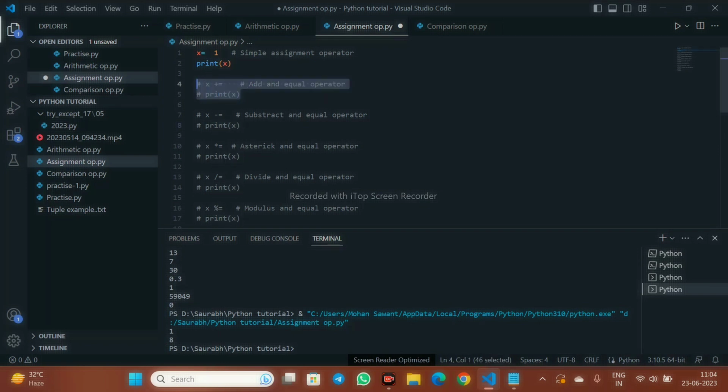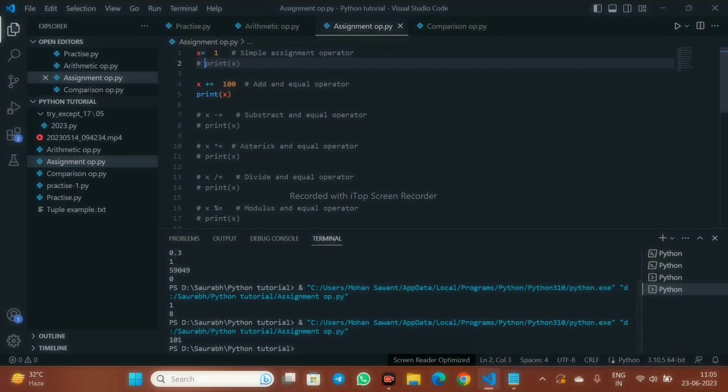Now for the addition operator, I will add another value, that is 100. So what will be done? It will add here in the add-and-equal operator. So I run the Python file. Yes, the add-and-equal operator has given the output. That means 100 plus 1, that I got.